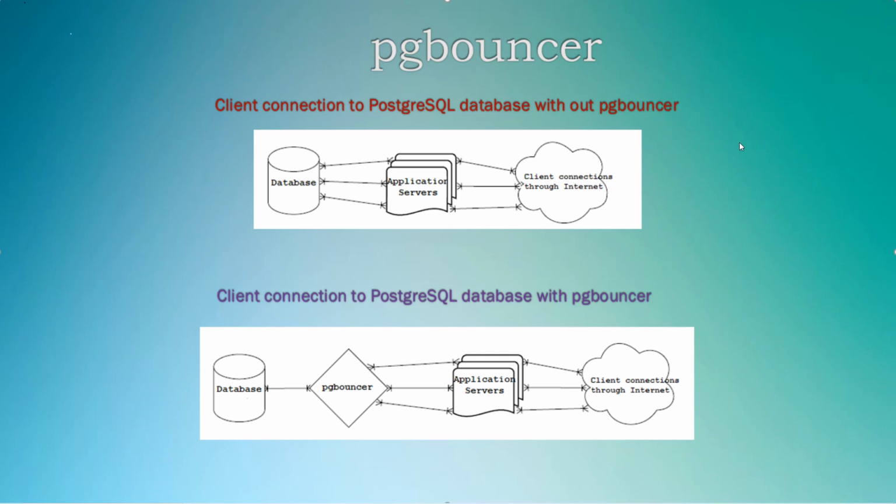In this fashion, pgbouncer will reduce the number of PostgreSQL backend processes. It is very helpful in OLTP applications. I will show that in my upcoming demo. And there are a couple of advantages with pgbouncer as well.